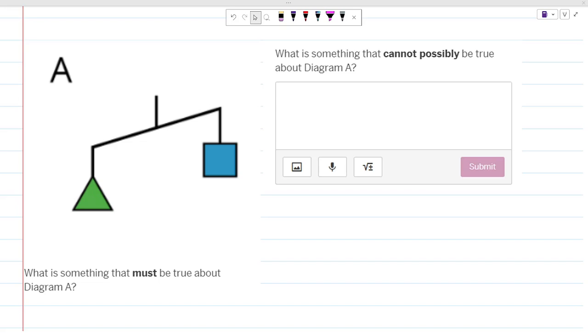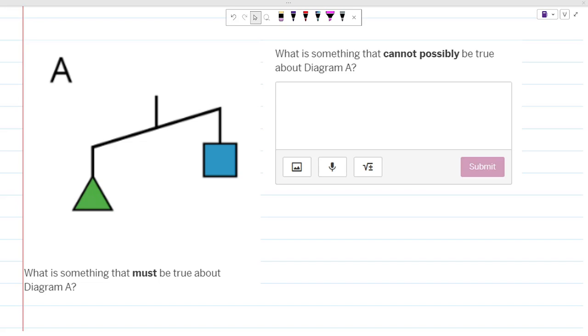The first question we want to answer is, what is something that must be true about diagram A? So diagram A, this is called a hanger diagram. You're going to work a lot with these throughout middle school. So it's a hanger diagram, and we see that this triangle is hanging lower than the square. So what's something that must be true about diagram A?